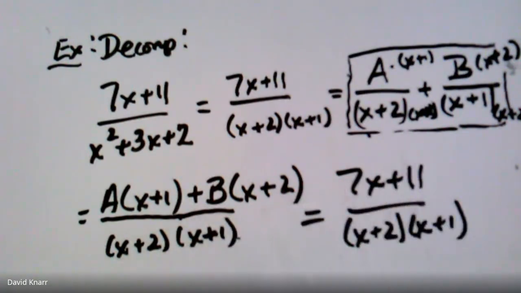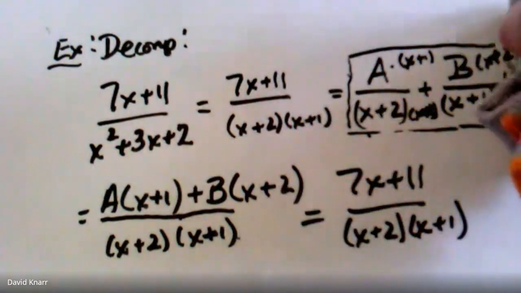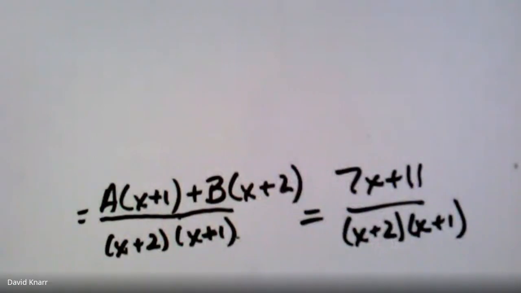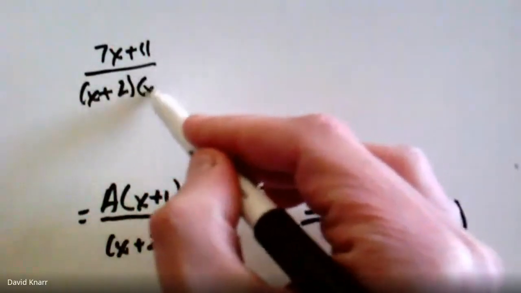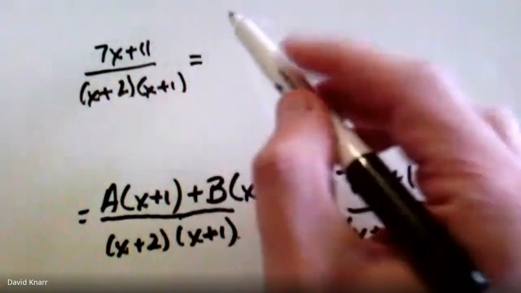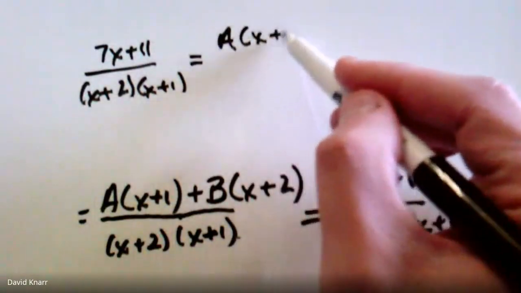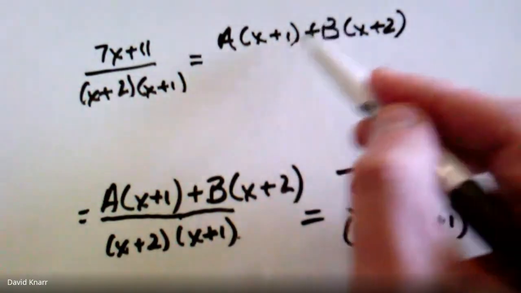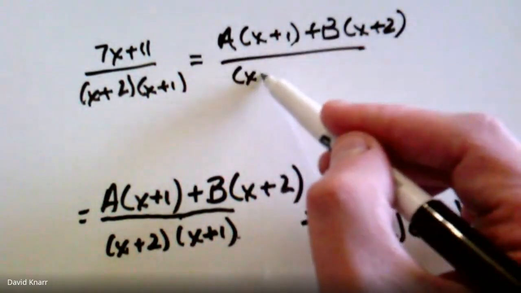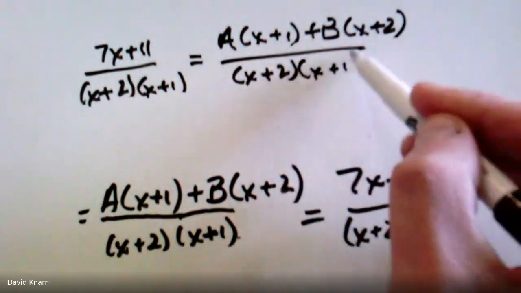All right, so here's what I'm going to do. I'm going to have to erase the stuff that's up here at the top. I'm going to go back and rewrite my numerator here. I'm going to write 7x plus 11 over x plus 2, x plus 1. Normally we see that on the left and then this on the right. It's just that I don't have a lot of room on this board, so I'm going to try to write it the way that you would normally see it. So this is what you got.